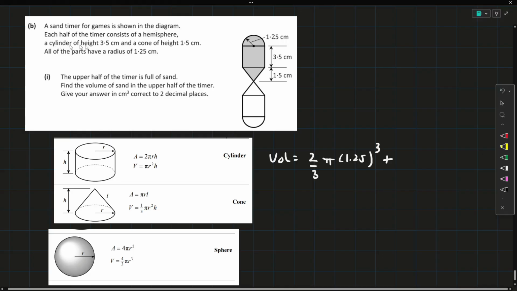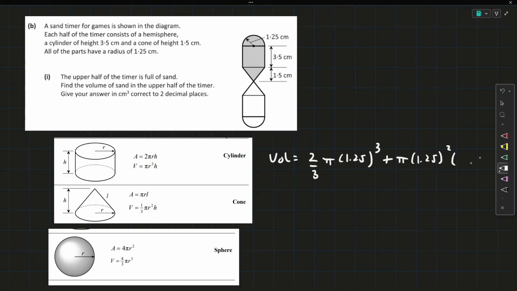It does say that it's a hemisphere, a cylinder, and a cone. So this cylinder is pi r squared h. So we're going to have pi, and the radius, it says for all of them, is 1.25. So we'll have 1.25 squared times the height, which is going to be 3.5, plus, and then we have the cone down here. The cone has a height of 1.5.